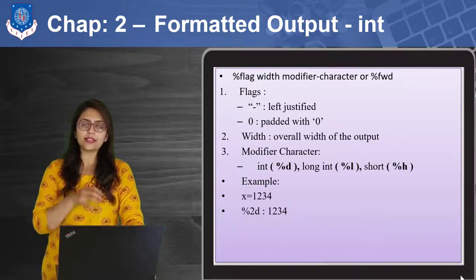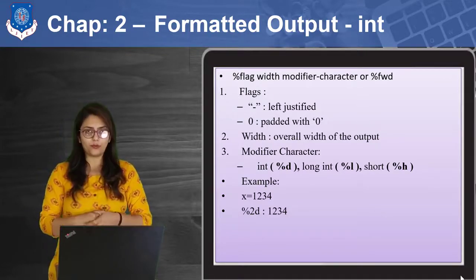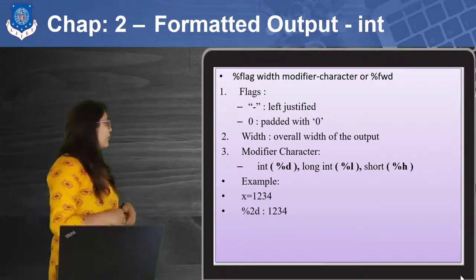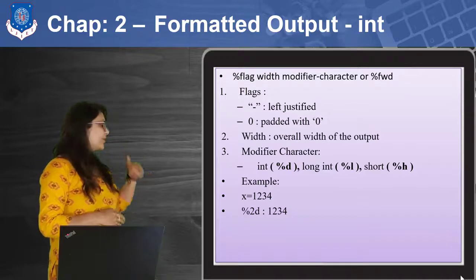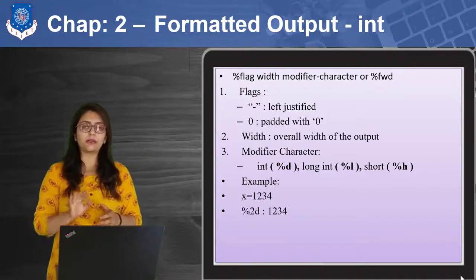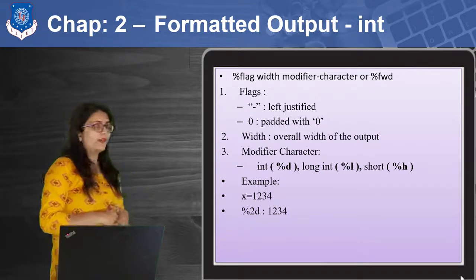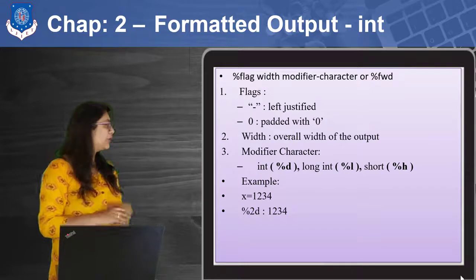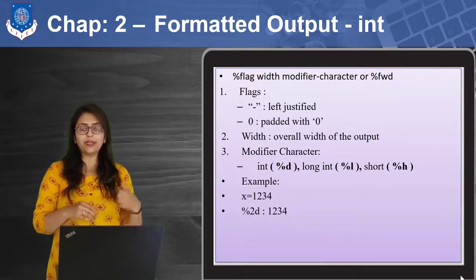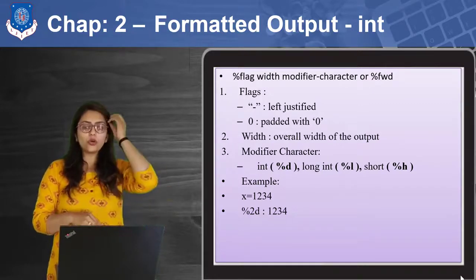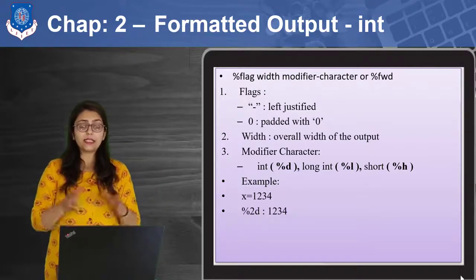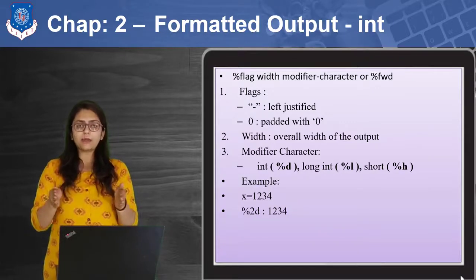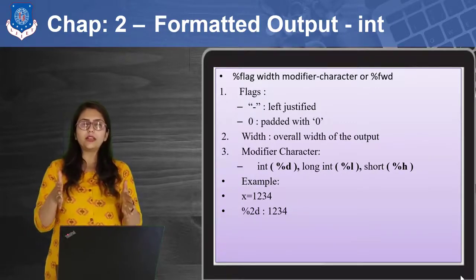Now I am going to print this x in different formatted outputs. What if I am just writing %2d? Now, if you compare this expression with the general expression, you know that this 2 is nothing but the width and d is nothing but the modifier character. And I have not set any flag, so by default it will be right justified. It will be placed on the right side. The width I have given for output is smaller than the actual number. The actual number has size 4, but the width is 2.